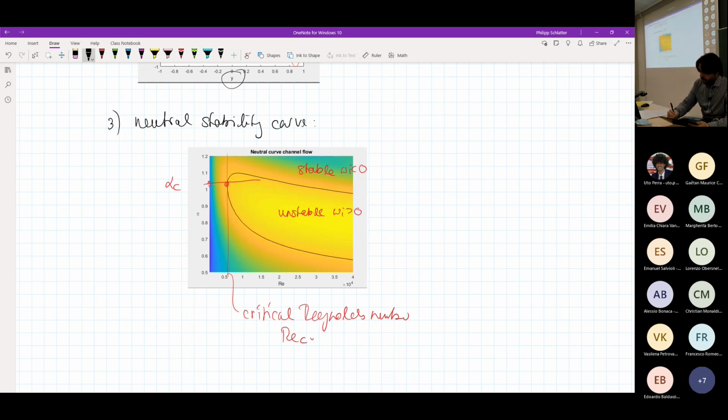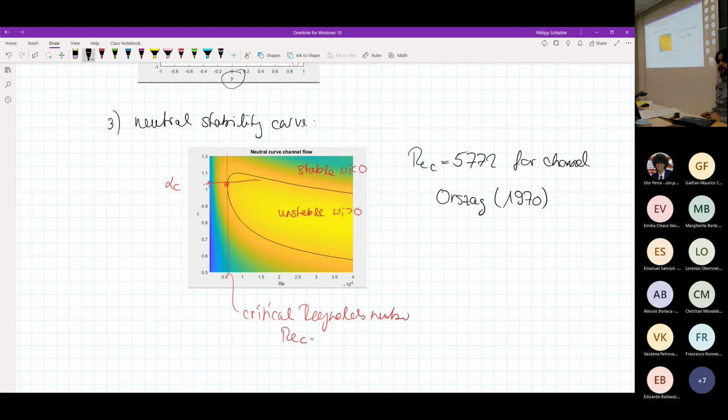And of the results that we talked about, Rc being 5,772 for channel flow, that goes back to Orszag in 1970. Stephen Orszag predicted that for the first time.